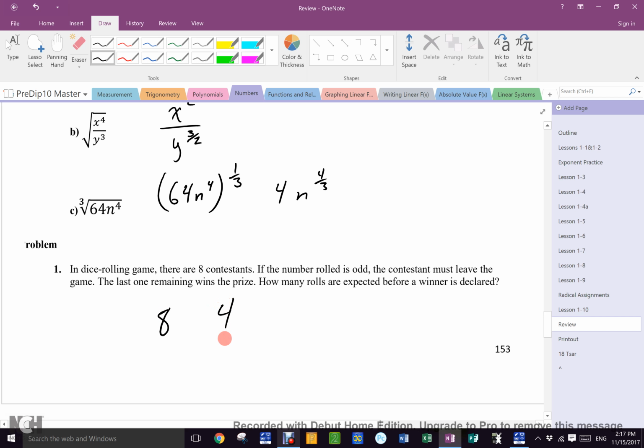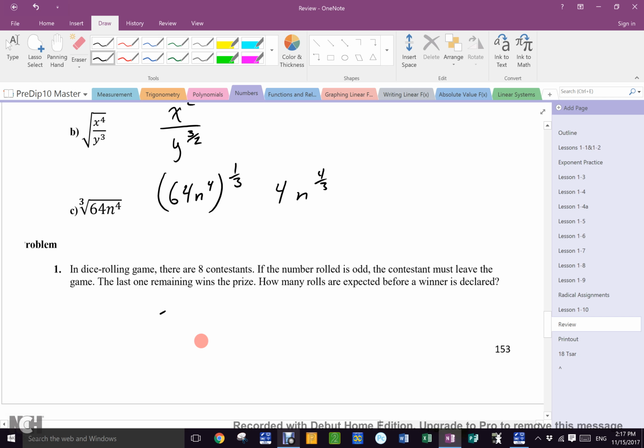4 rolls in the second round. Right? That's 12. 2 rolls in the third round. That's 14 rolls. Once that roll has happened, you don't need another roll because there's a winner. I will also accept if you say everybody's got their own dice.